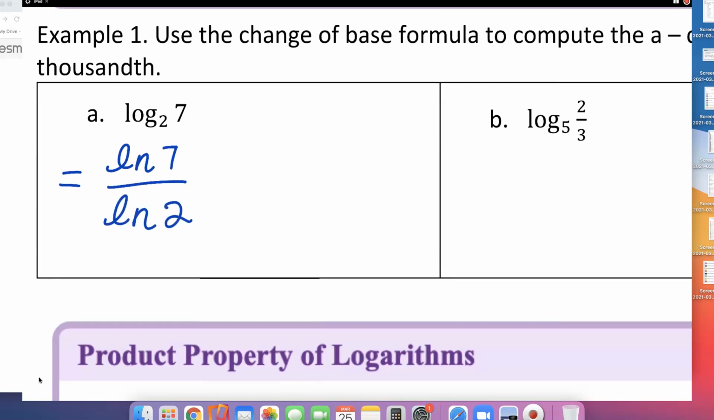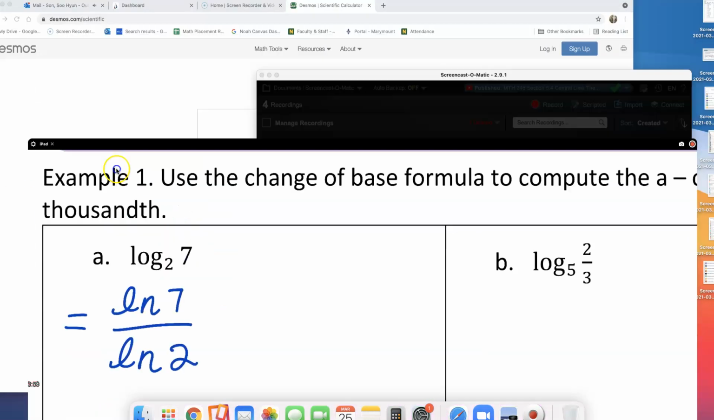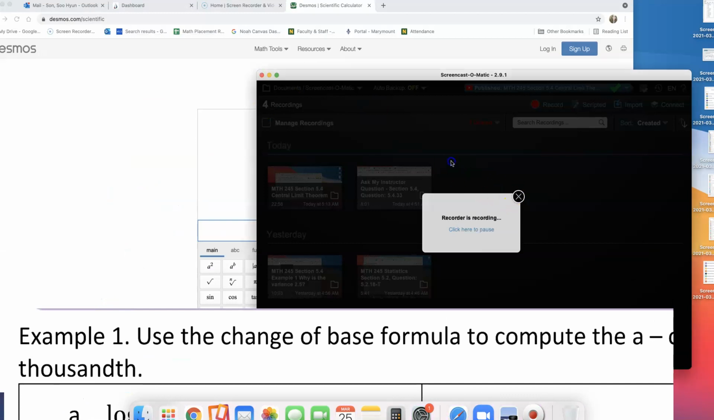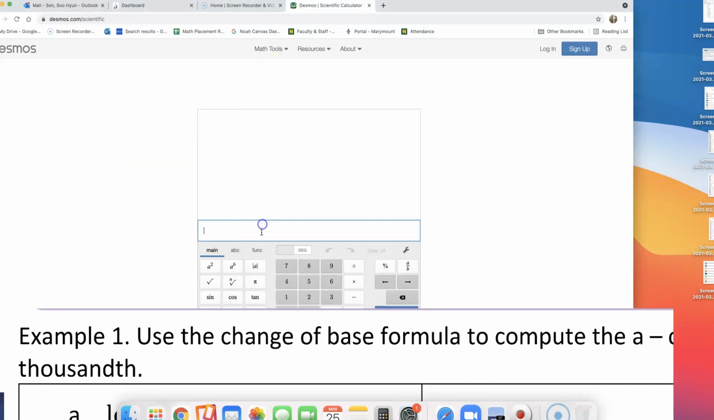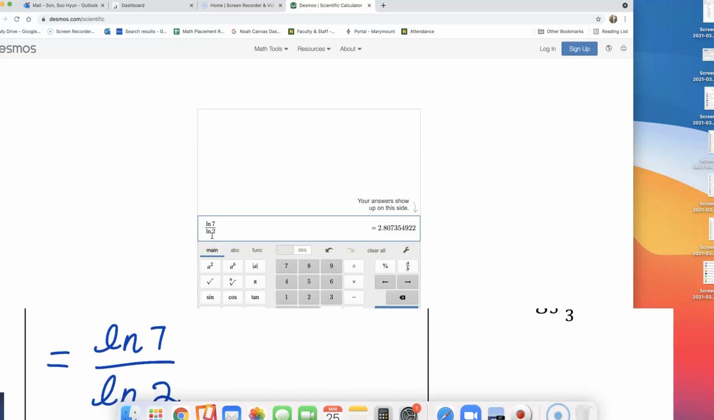On my Desmos scientific calculator, which I have been using for the entire semester, I can type that in. I can do natural log of 7. Just to be safe, let me put it as a fraction: natural log of 7 divided by natural log of 2. And the decimal is approximately 2.8074. I'll go ahead and write that down.